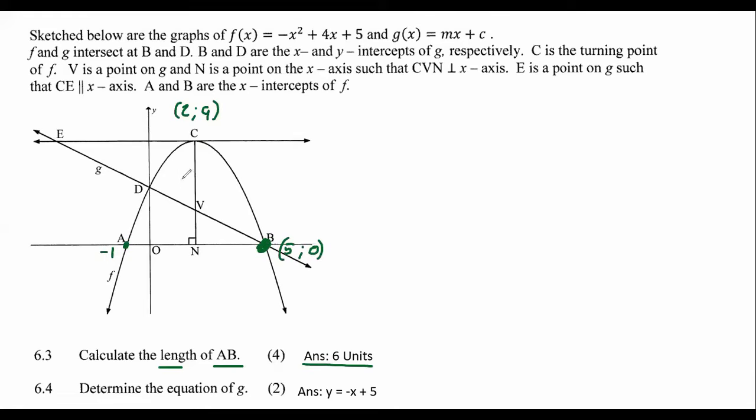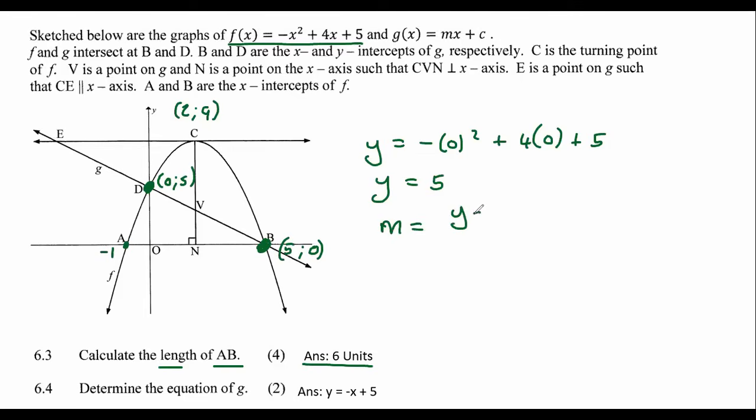So I think we could possibly use this point over here, because that is the y-intercept of the parabola. And we have the parabola's equation. So to find the y-intercept, we just make x 0. And that would give you 5. So that means that this coordinate here must be 0 and 5. Then I can easily work out my equation of the straight line now by first working out the gradient.